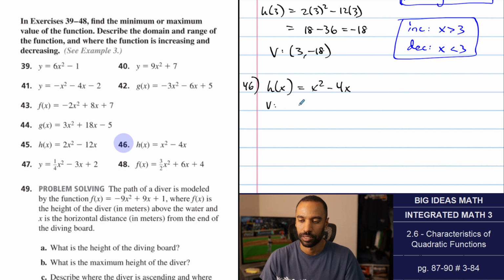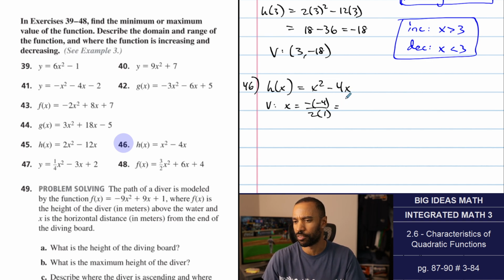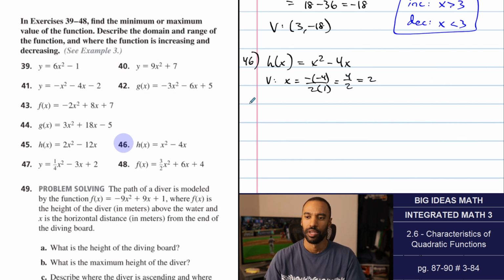Vertex. X equals. Now, I have other preferences to find the vertex in these kind of cases. I like to factor it and then take half the average. Well, I don't know. It depends on the problem. But this one here, I'd have other ways of finding the vertex probably. But I agree. It's 2. Vertex is 2 for the x value.